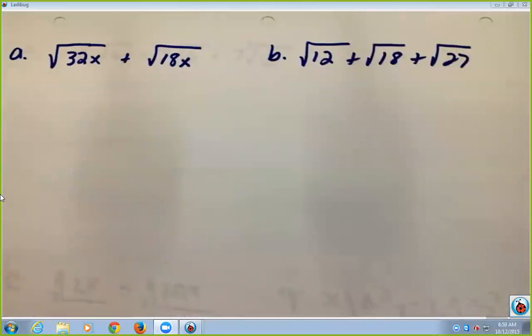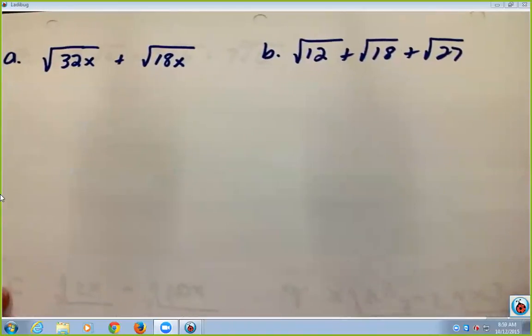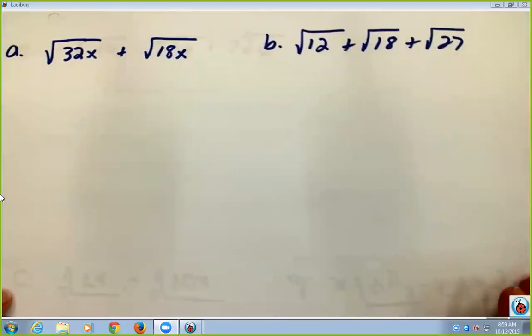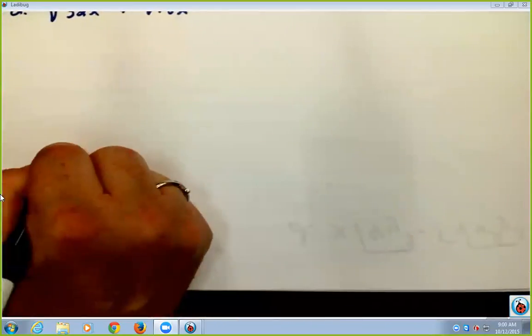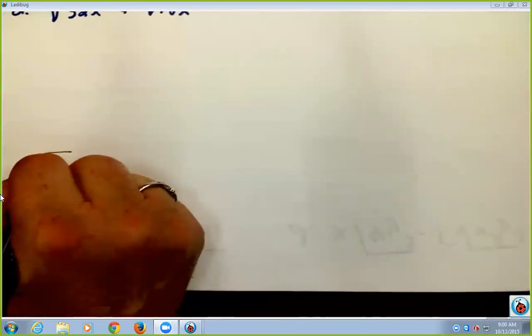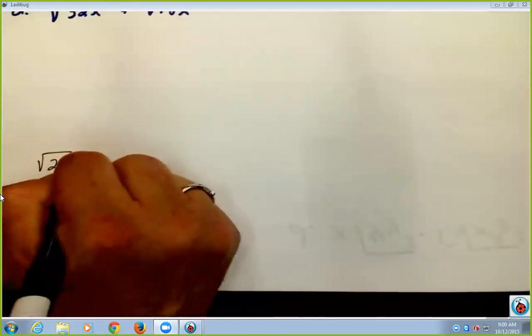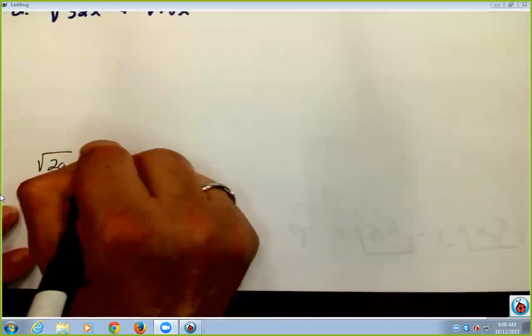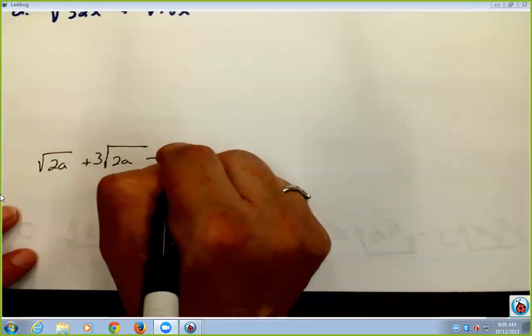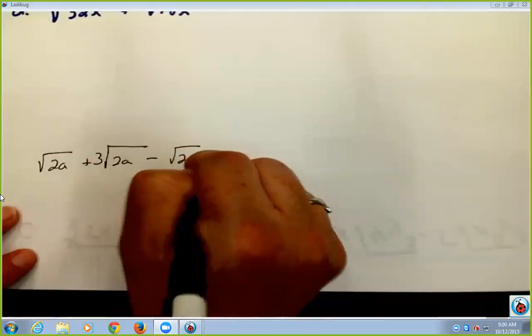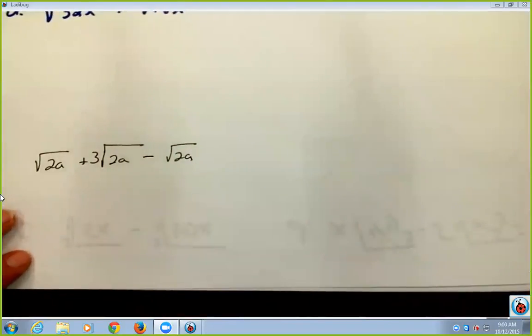So first off, let's take a look at some of these things. And if you look at these first ones, they don't look like anything goes together with them at all. They look completely different and completely separate. So what we're going to look for in here is if I had the square root of 2a plus 3 the square root of 2a minus the square root of 2a, what would I come up with?